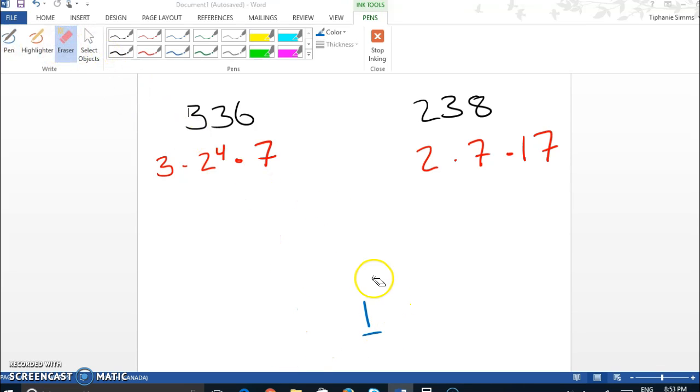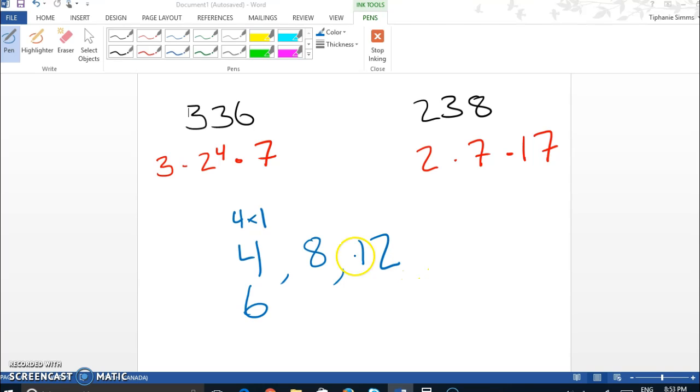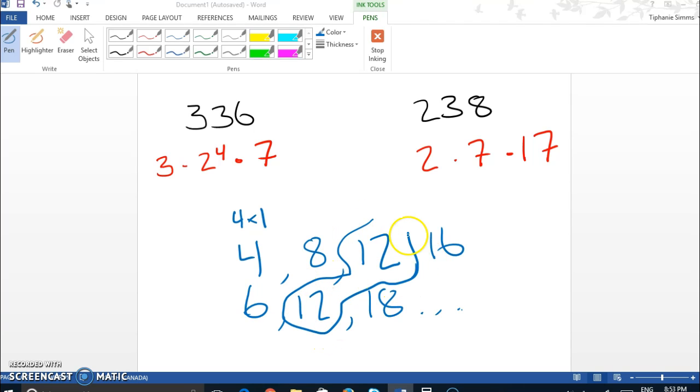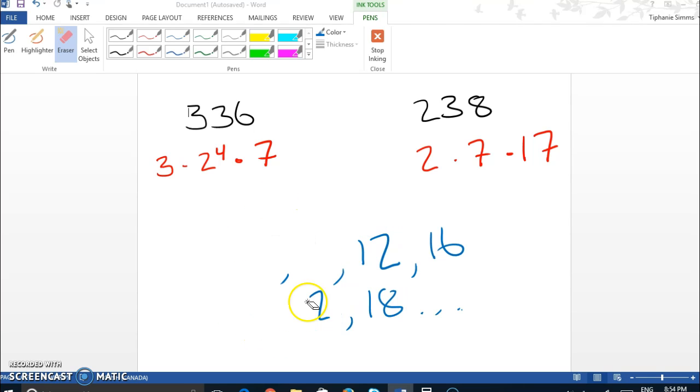When we're talking about multiples, if we need to find multiples of, say, 4 and 6, what we do is we say, okay, 4 times 1 is 4, 4 times 2 is 8, 4 times 3 is 12, 4 times 4 is 16. We do the same with 6: 6 times 1 is 6, 6 times 2 is 12, 6 times 3 is 18, and so on. So those are multiples, and we look for the least common multiple, the lowest multiple common to both of those. So that's what we're doing here, okay?